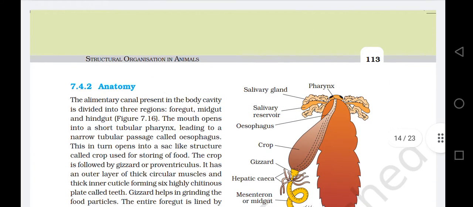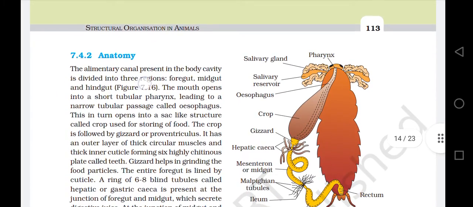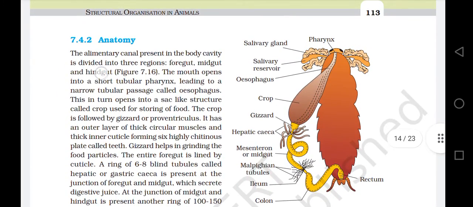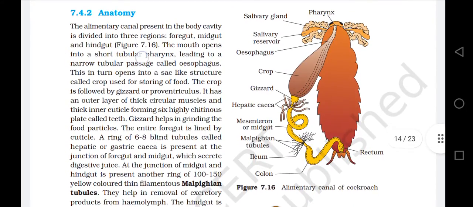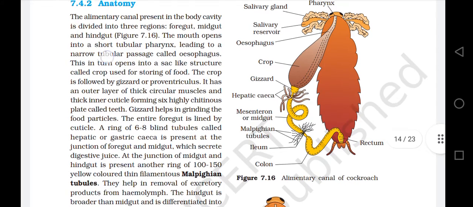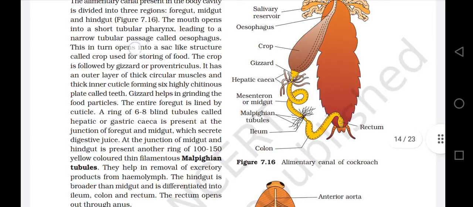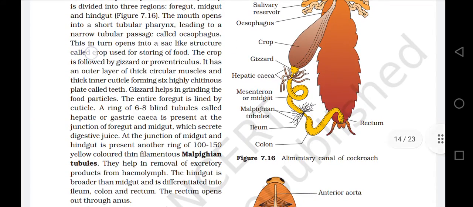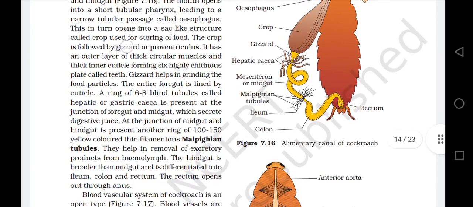7.4.2 Anatomy. The alimentary canal present in the body cavity is divided into 3 regions: foregut, midgut, and hindgut. Figure 7.16. The mouth opens into a short tubular pharynx leading to a narrow tubular passage called esophagus. This in turn opens into a sac-like structure called crop used for storing of food. The crop is followed by gizzard or proventriculus.